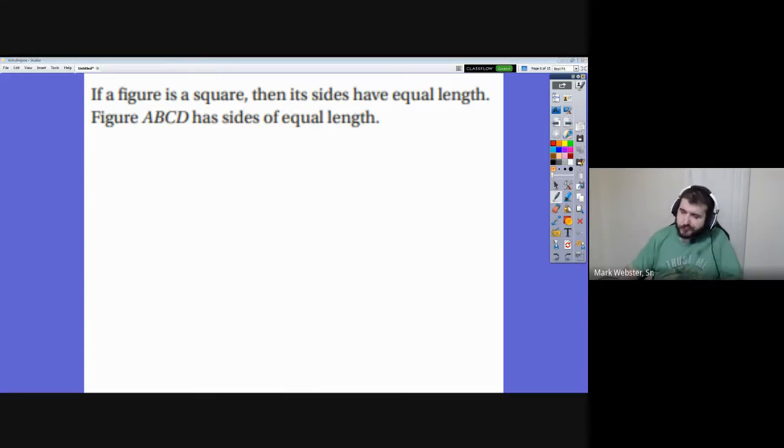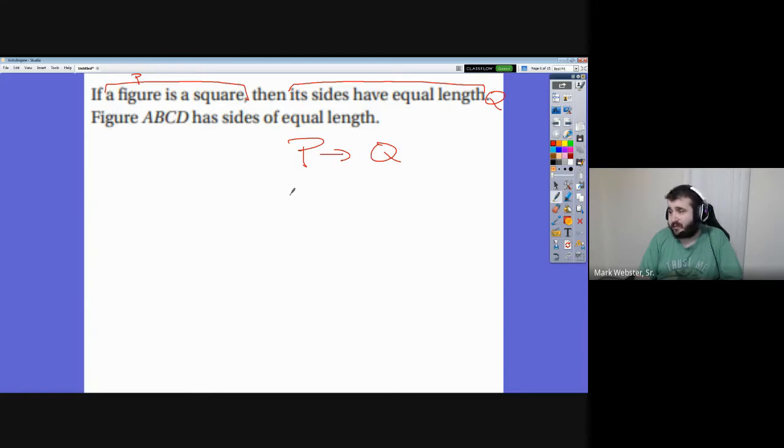All right, so let's make our labels again, just like we have been. If what? If a figure is a square. So this is our P. Then what? Its sides have equal length. That's our Q. So we've got our P implies Q. What we need to find is we need to find P if it's there. And if it's not there, we need to know that it's not there.